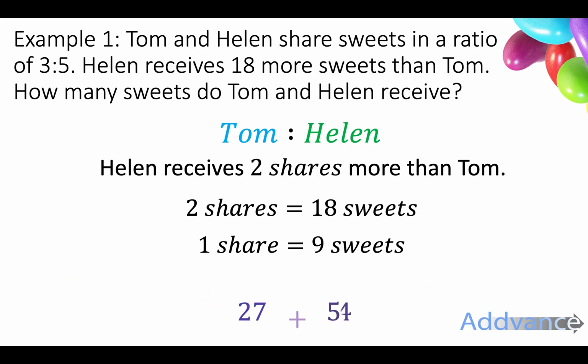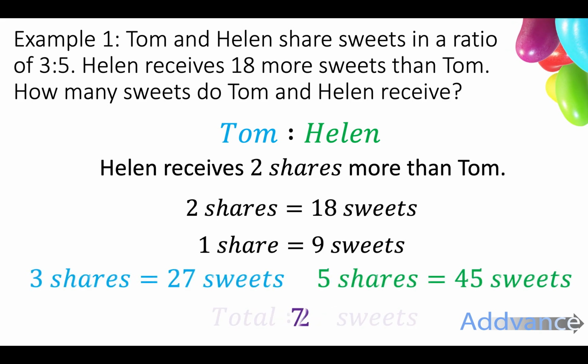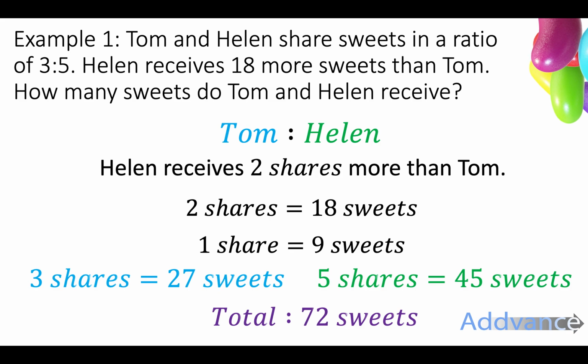Okay, and now the total number of sweets was 27 plus 45, which is 72. Okay, it didn't ask for that, but we can work it out anyway if we wanted to.